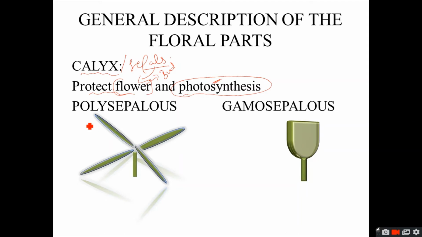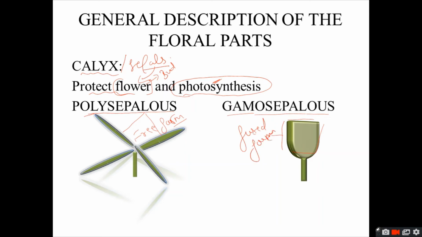Now on the basis of their arrangement, they are classified as polysepalous and gamosepalous. Now polysepalous are the free form of sepals. The sepals which are not united, that means they are not attached or joined with each other and they are in a free form. So basically the free form of sepals is known as polysepalous. Now gamosepalous is the united form of sepals and they form a tube-like structure.